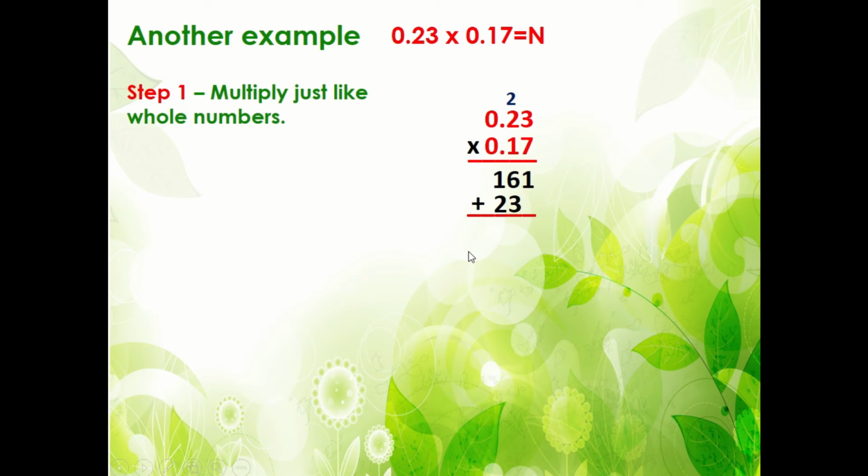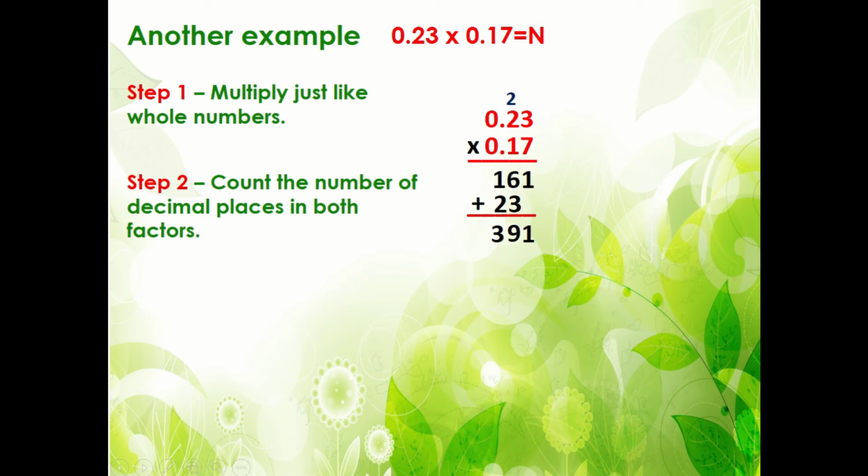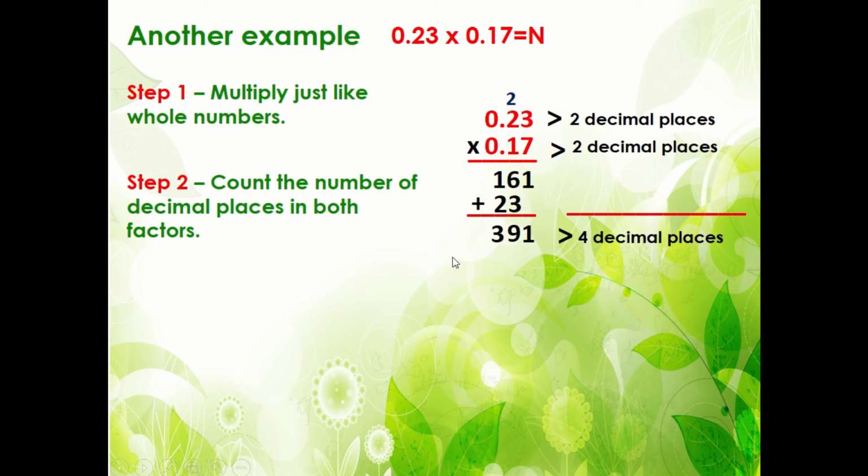So, we're going to add. Bring down 1. 6 plus 3 is 9. 1 plus 2 is 3. So, step 2, count the number of decimal places in both factors. In the first factor, in 0.23, we have 1 and 2. We have 2 decimal places. In 0.17, we also have 2 decimal places. So, in the product, sabi dito, in total, we have 4 decimal places.